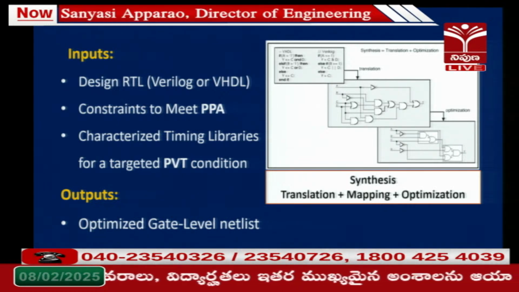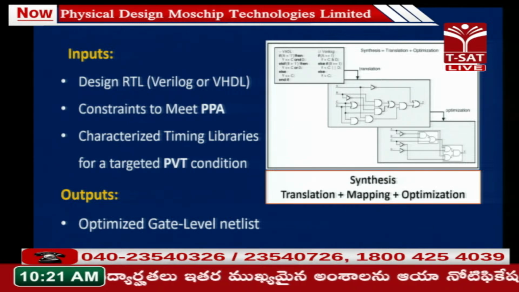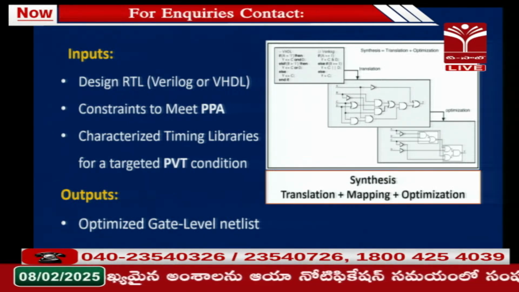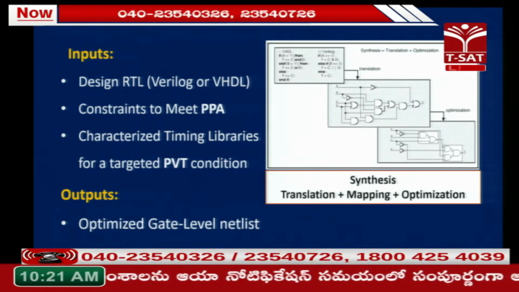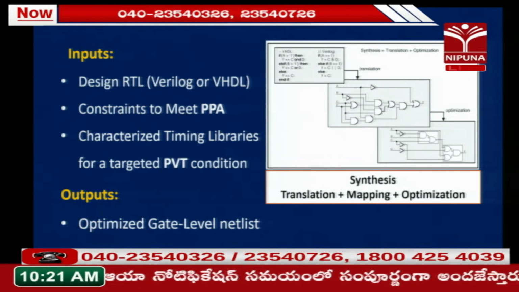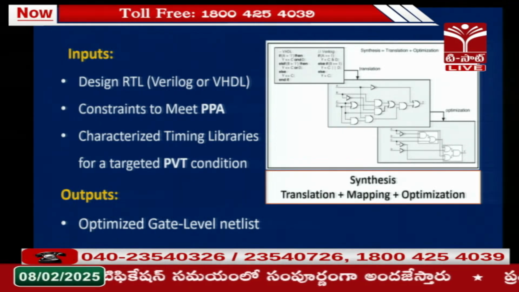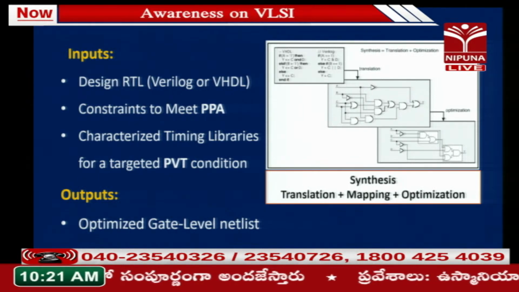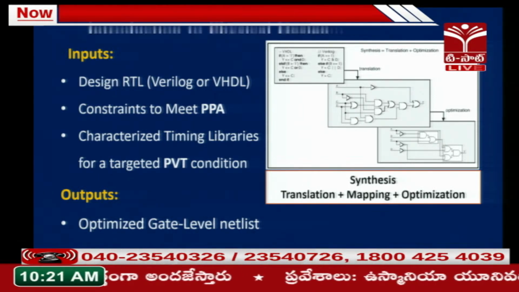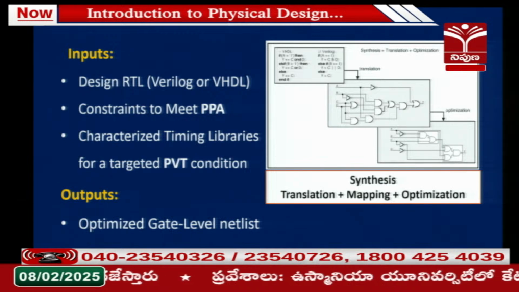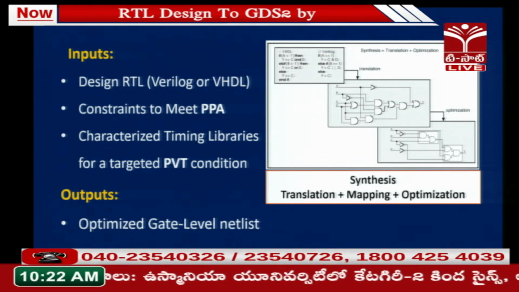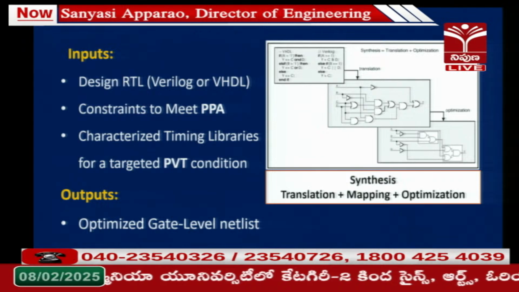These PPA targets are consolidated and put in a file called the constraint file: at what frequency, what power value and what area. That is the second input. And the next one is the timing libraries. We already discussed that every gate has parameters, cell delay, power values, area and transition times, all captured in the timing libraries.